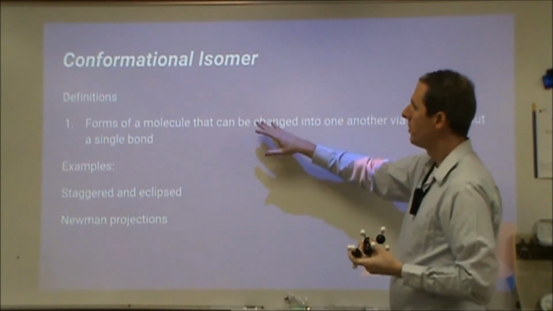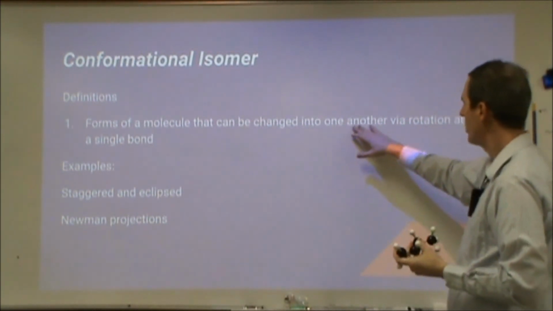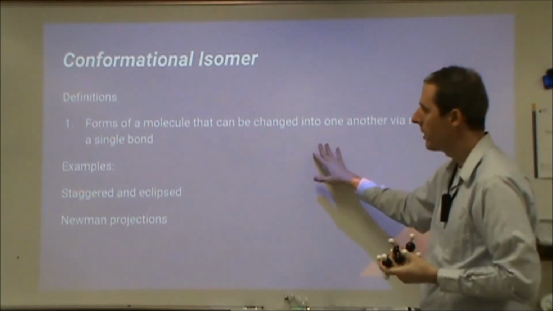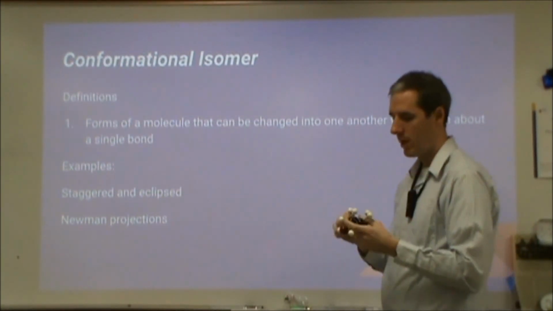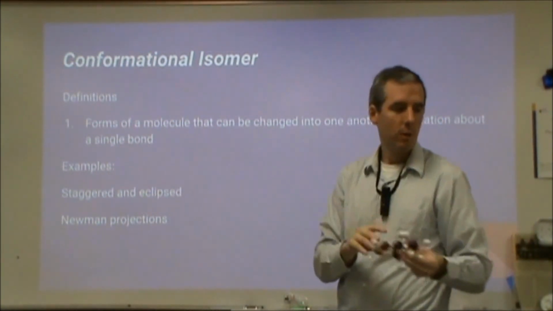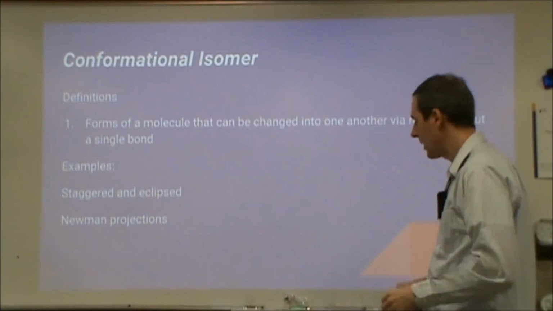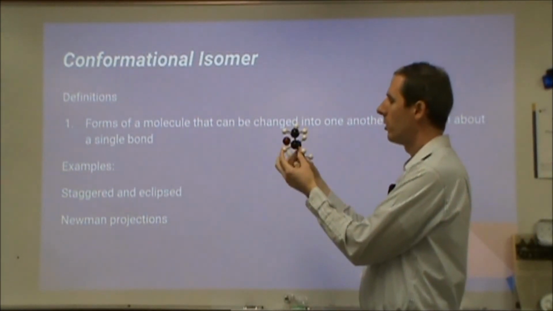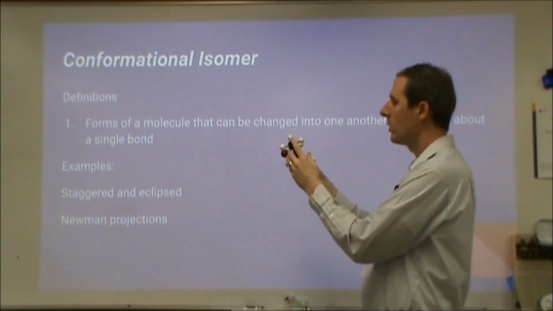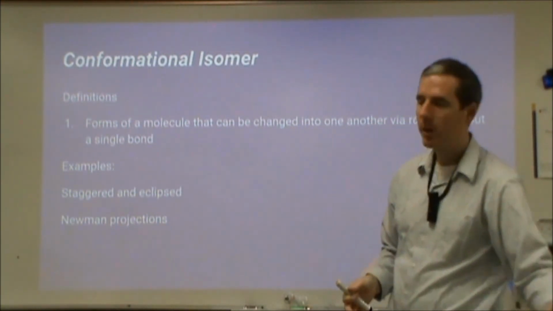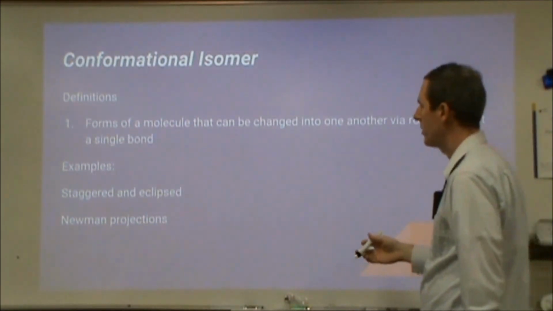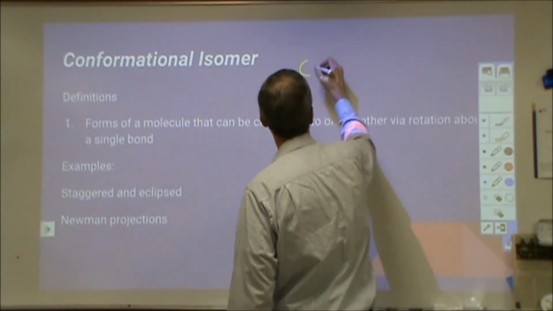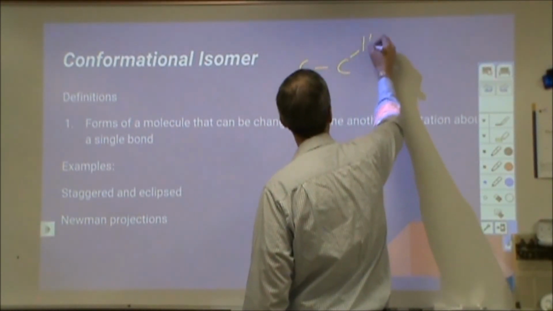So conformational isomers are forms of a molecule that can be changed into one another via rotation about a single bond. Okay? So for this, you're probably going to get some experience in organic chemistry trying to say, okay, well, how should I view this molecule in order to really understand how that's changing when I do those rotations? And so a common thing to do for these are Newman projections. So in a Newman projection, let's take a really simple thing like ethane.